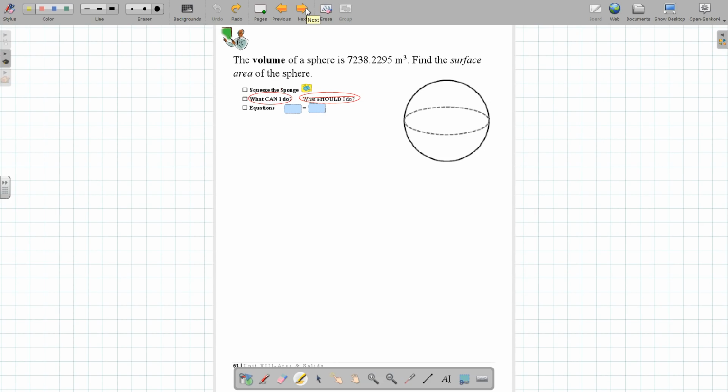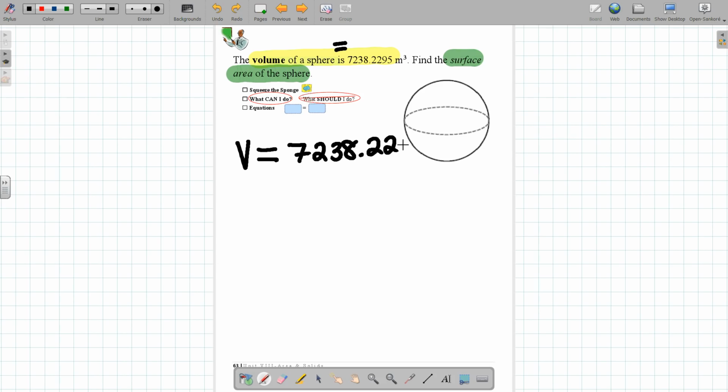So then you're going to have problems like this, where you have to work backwards. The volume is 7,238.2295 meters cubed. Find the surface area. So let's start by writing what we have so far. Volume is 7,238.2295 meters cubed. We're wanting the surface area.